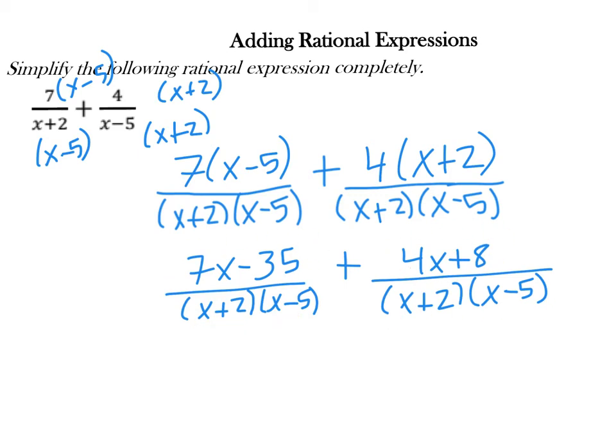So when I do that, I'm going to combine like terms. And in the top, I'm left with 7x plus 4x, which gives me 11x. Negative 35 plus 8. When I subtract those, I get negative 27 divided by x plus 2, x minus 5. Is there anything that can cancel from the top in the numerator and in the denominator? The answer is no, and that is our solution. Let's try another example, and this will be our last one.